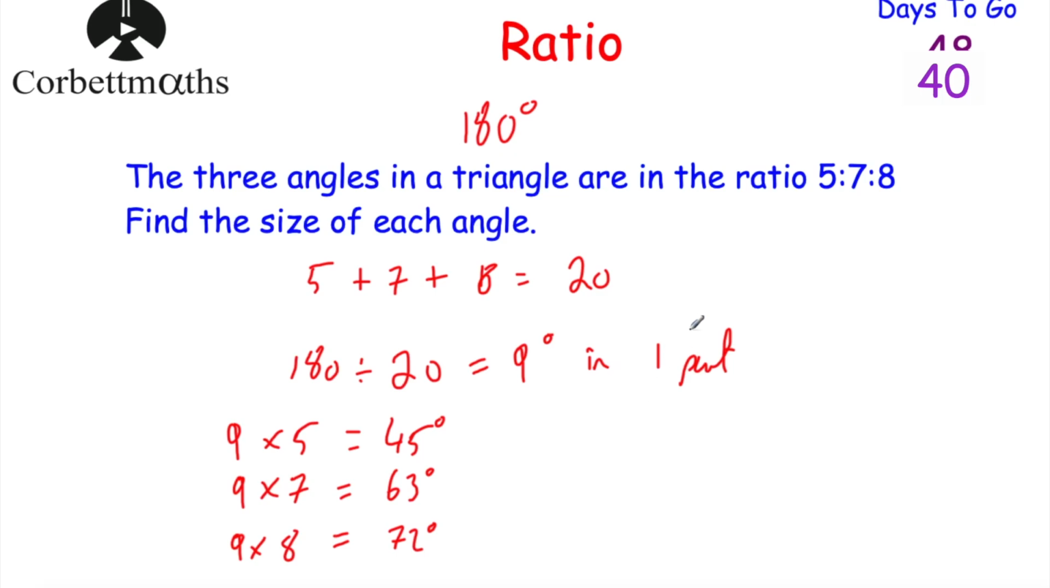And if the question asked you what was the size of the smallest angle, you could have got the 9 degrees in one part and just multiplied by 5 to get 45 degrees. If you asked for the biggest angle, you could have taken the 9 degrees and multiplied by 8, which is 72 degrees, and so on. And that's it. And if you got that, well done.